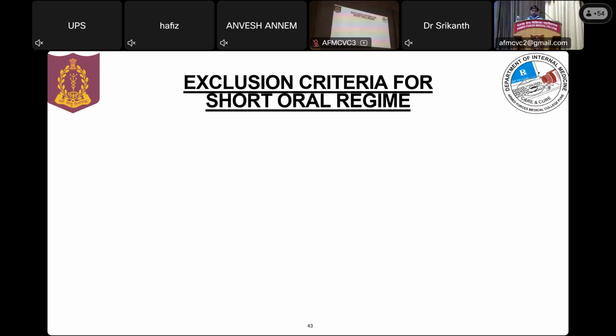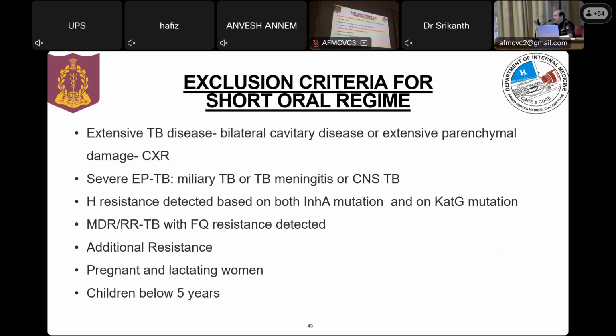Any conduction abnormalities or extensive TB disease where you have bilateral cavitary disease or extensive parenchymal damage, there also it is not indicated. Then severe extrapulmonary like any CNS TB, there also it is not indicated. Then in pregnant and lactating women, this is contraindicated, and in children below 5 years.